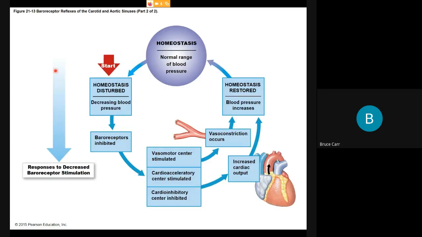When we look at baroreceptors working the other way, a drop in blood pressure, we get the same centers stimulated in opposite ways. So we're going to stimulate accelerating the heart and inhibit the inhibiting of the heart. We're going to constrict the blood vessels. All of these contribute to increasing the blood pressure.